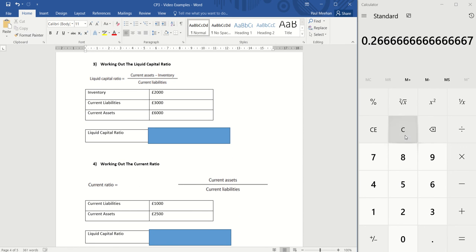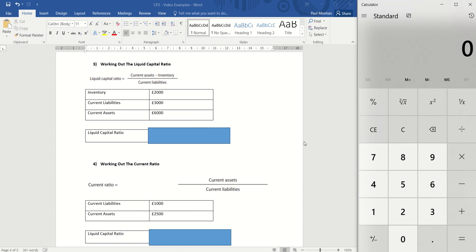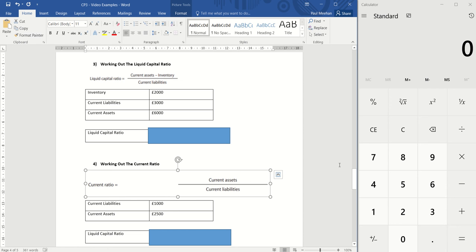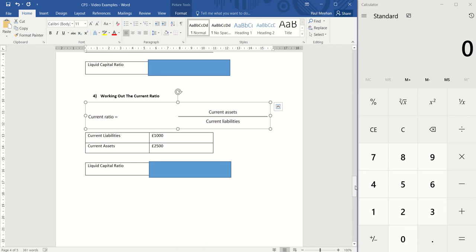Now we're going to look at the next thing, which is ratios for liquidity. There's the current ratio and the liquid capital ratio. I should have done these the other way around, so I'm going to start with the current ratio. The current ratio is telling you what proportion of the money you have in your current assets against the current liabilities. So what do you have versus what do you owe? For every pound's worth of debt, what do you actually own?